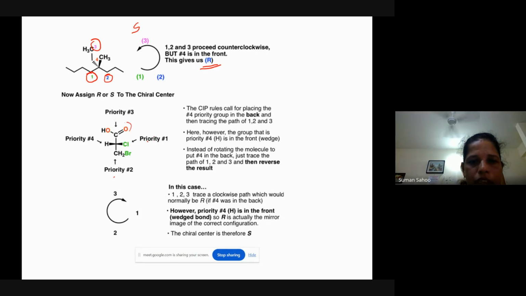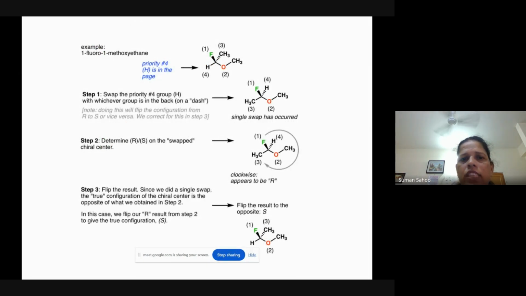So it is actually 1, 2, 3, going in a clockwise manner, but as our lowest priority, hydrogen, is in the front, in that case we have to just reverse the result, so that would be S. So we can have many examples like this. In this case also, suppose that it is not in the front or not in the back, but it is in the plane, in the page.